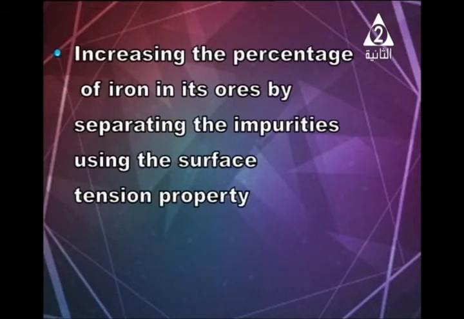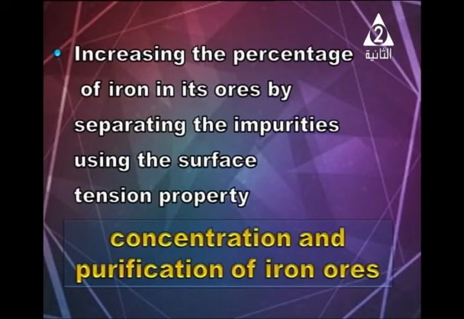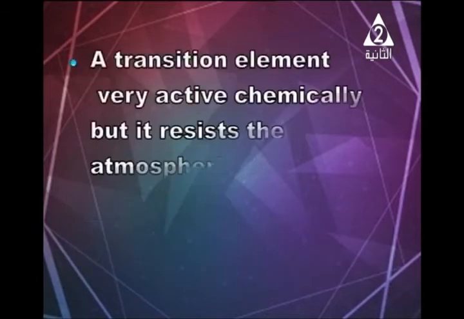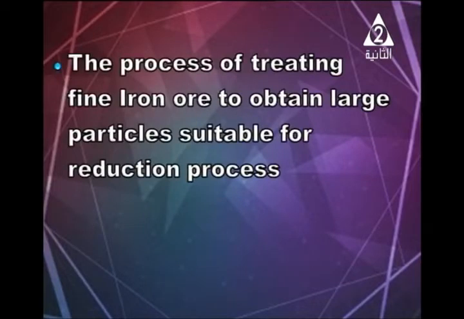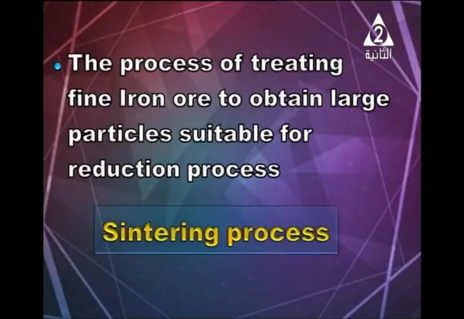Increasing the percent of iron in its ore by separating the impurities using the surface tension property. This is what we call concentration and purification of iron ores. A transition element, very active chemically, but it resists the effect of atmospheric air. This is chromium. The process of treating fine iron ore to obtain large particles suitable for reduction process. This is what we call sintering process.